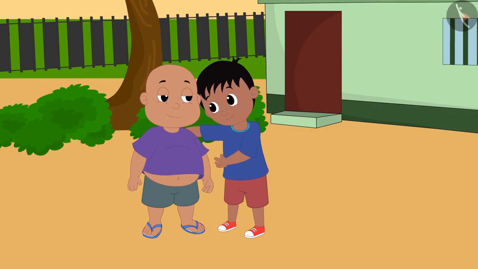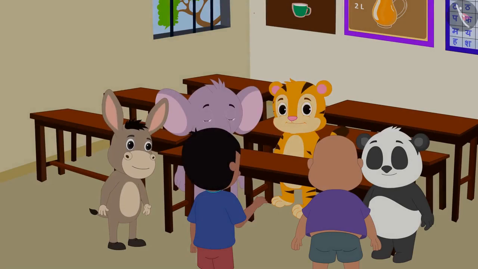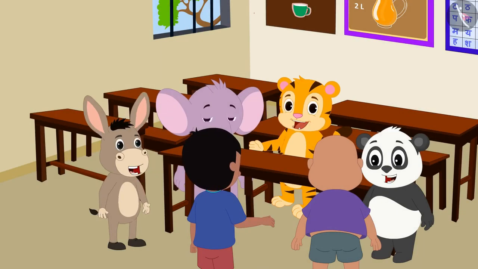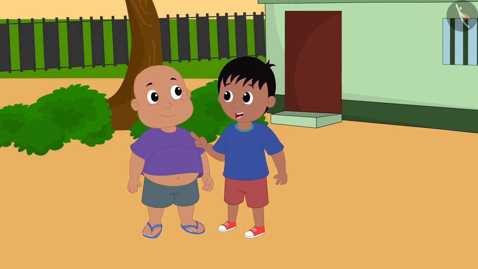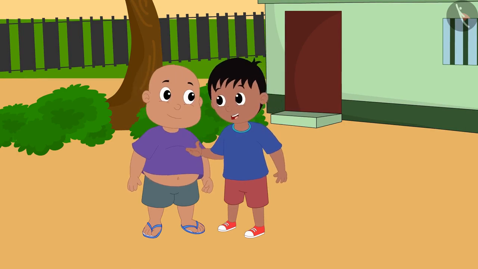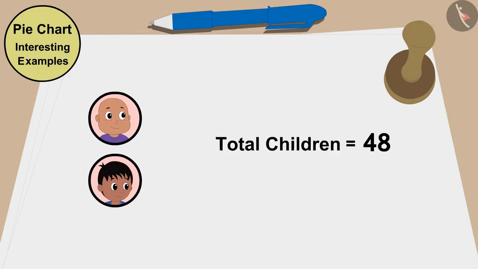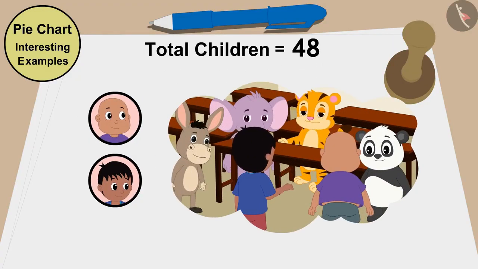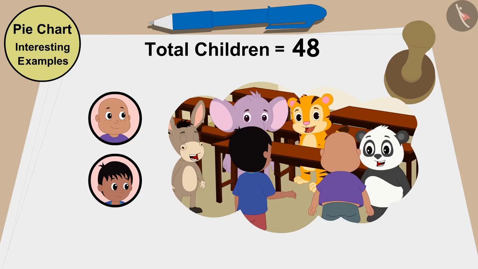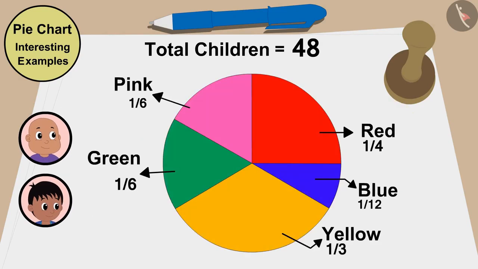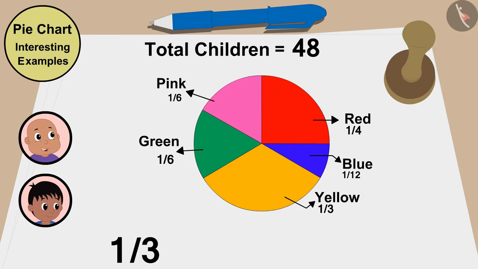We will ask all the children to choose the color that they like. Then, we will make a chart of this information and we will know which color is most liked by the children. Raju and Bablu asked 48 children about their color choice and made such a pie chart. Look, Raju, after seeing this pie chart, it seems that the largest number of children like yellow. This is 1/3 of this pie chart.